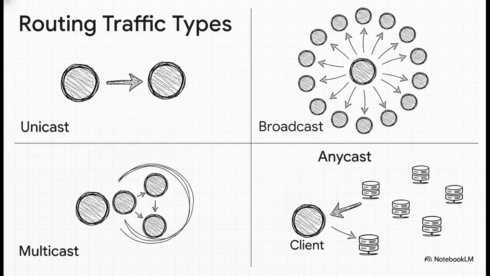Finally, Anycast routes data to the absolute nearest available server, which is a technique heavily used by content delivery networks to make sure websites load blazing fast wherever you are in the world.